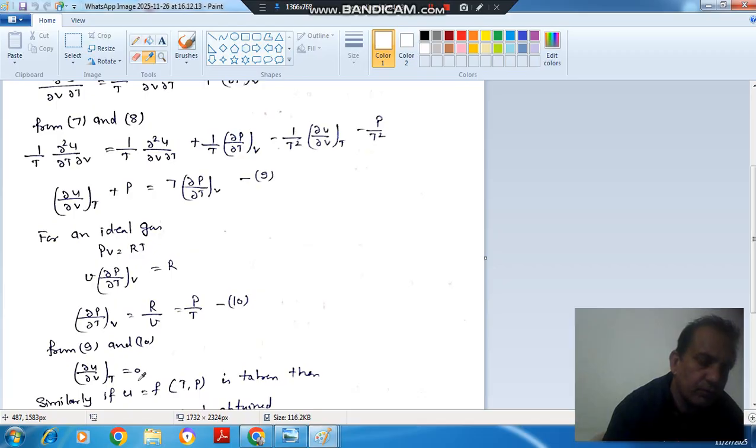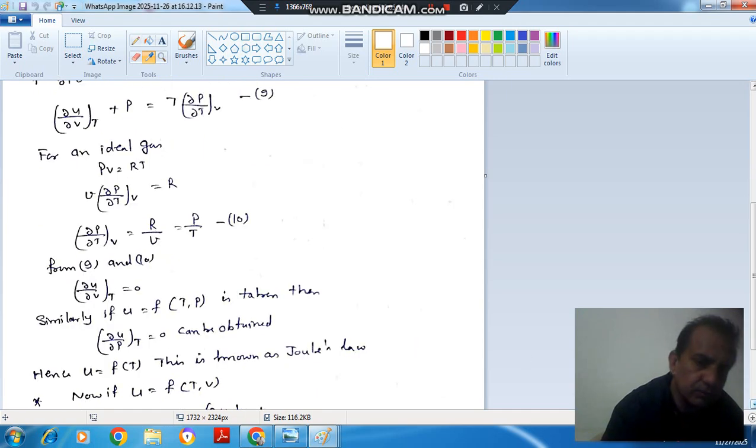So for an ideal gas, internal energy is not a function of volume. It is a function of temperature only. Similarly, it can also be proved that (∂u/∂P) at constant T is equal to zero. So it is only a function of temperature. This is your Joule's law.